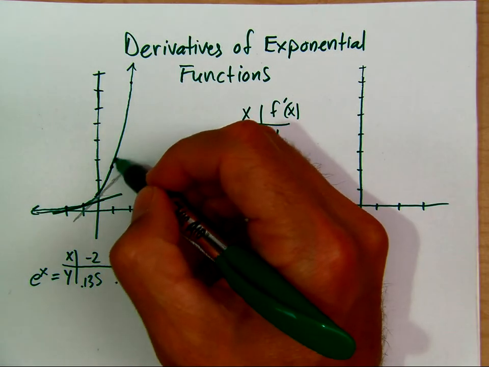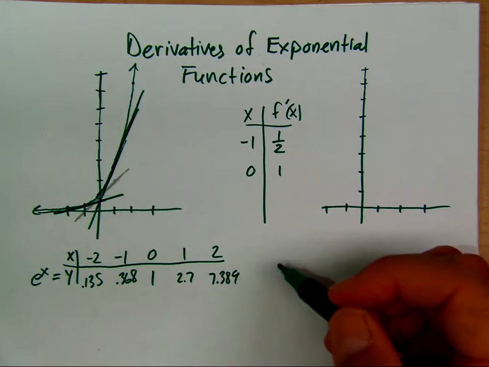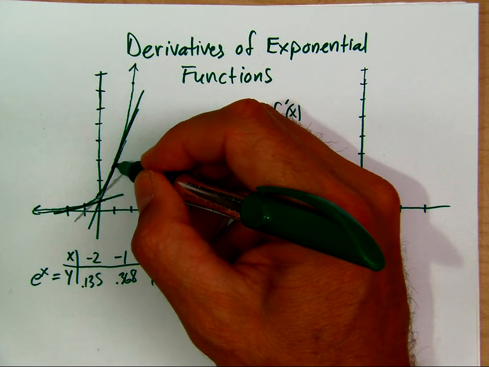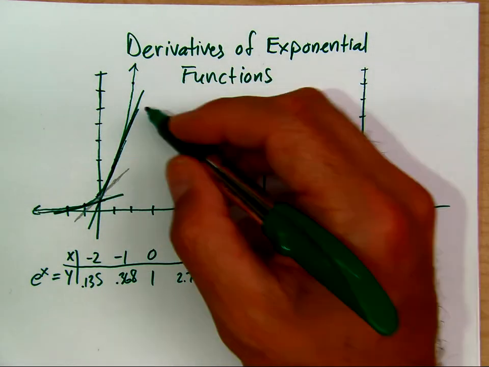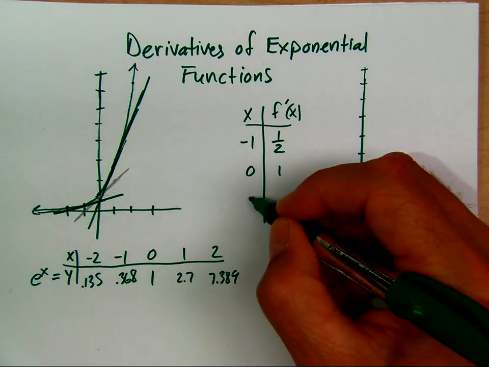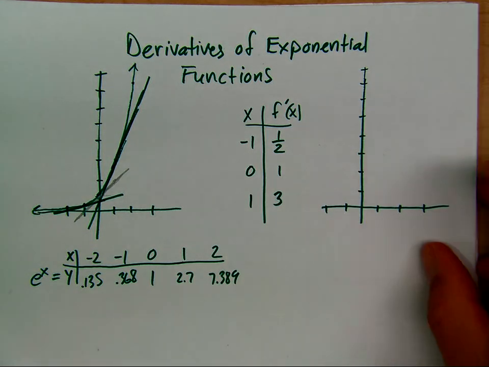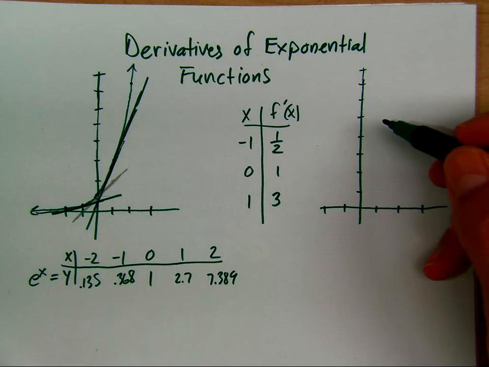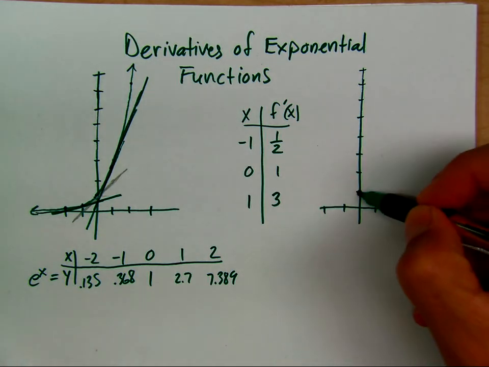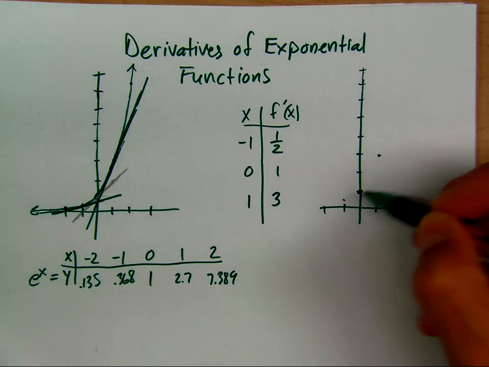And we'll draw a tangent line right here. And with graph paper we could find a point. This is already at 2.7, so it's a little tough to estimate. But let's estimate that the slope of that line at 1 is about 3. And when we plot these points, we can see what the shape of the derivative's graph is. So 0, 1. At 1 we'll go to approximately 3. And at -1 we'll be at a half.